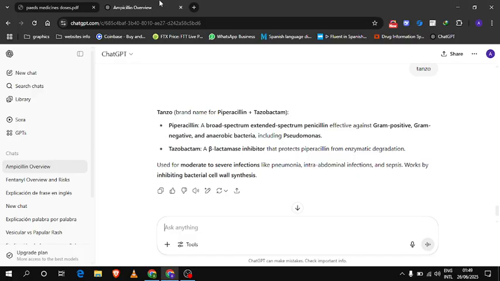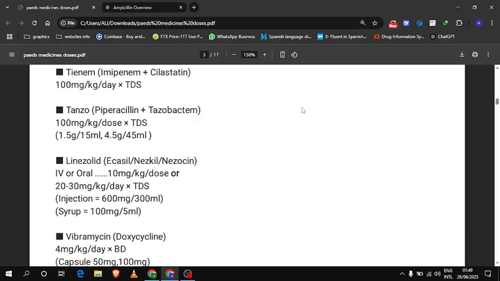Works by inhibiting bacterial cell wall synthesis. So it is used for severe infections. The dose for tazobactam plus piperacillin is 100 mg per kg per dose. It is given TDS. The formulations are 1.5 gram by 15 ml and 4.5 gram in 45 ml injection.